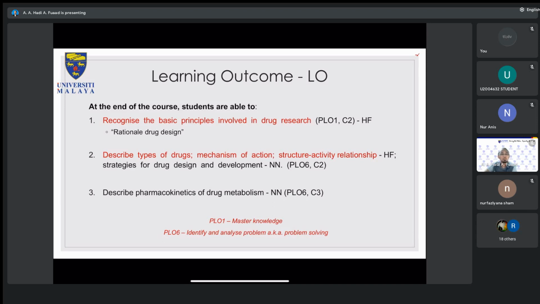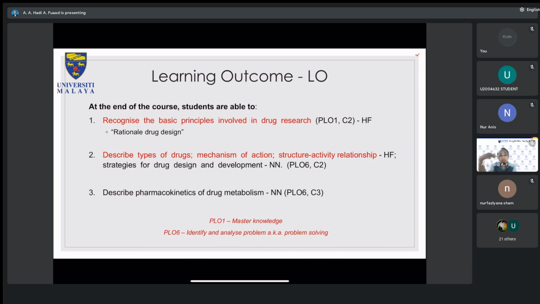Okay. So what is the important thing about CLO? If you don't know, all your exam questions will be based on the respective CLOs. In this case, this course has 3 CLOs, so definitely your exam questions will cover all 3. First one, recognize basic principles involved in drug research.